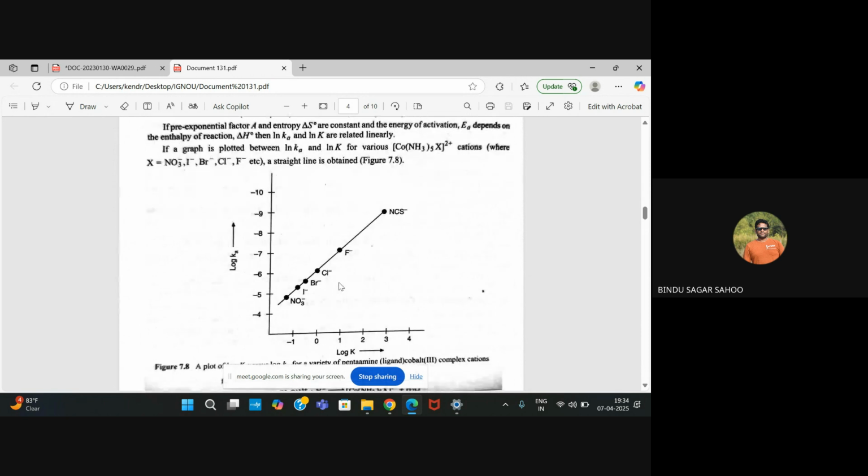So the left axis will represent log k, that means the rate constant, and this axis will represent the equilibrium constant. We are considering different types of leaving groups: NO3 minus, I minus, Br minus, Cl minus. So these are the order of the different types of leaving groups.